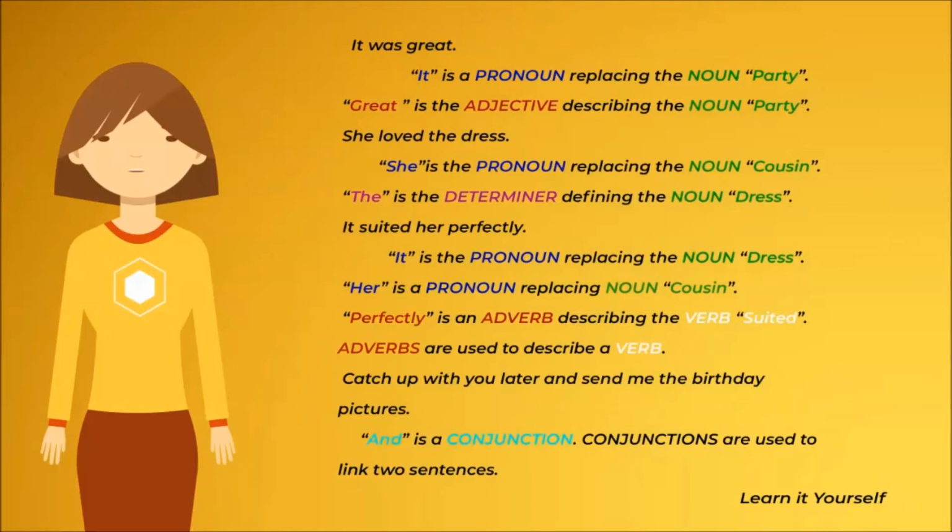The next sentence, it suited her perfectly. It is the pronoun. It replaces the noun dress. Her is also a pronoun. It replaces the noun cousin. And last we have perfectly. It's an adverb. It is used to describe the verb. The verb here is suited.